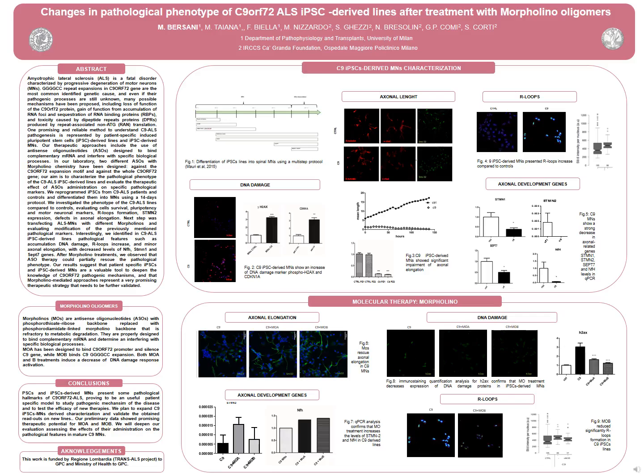Today I will talk about the generation of motor neuron lines starting from C9 patients-derived iPS cells and changes in pathological phenotype of these lines after treatment with two different morpholino oligomers.